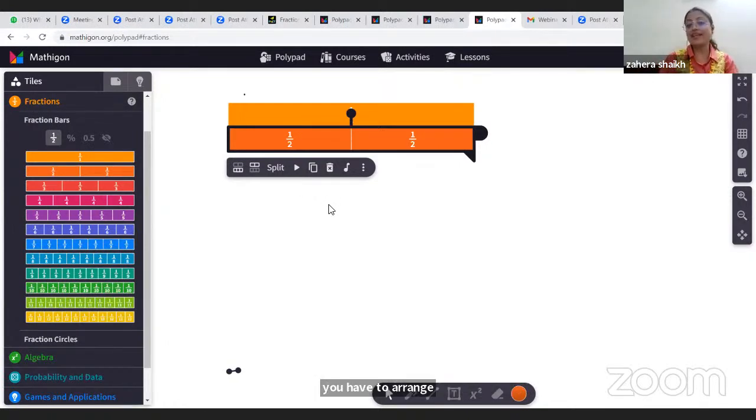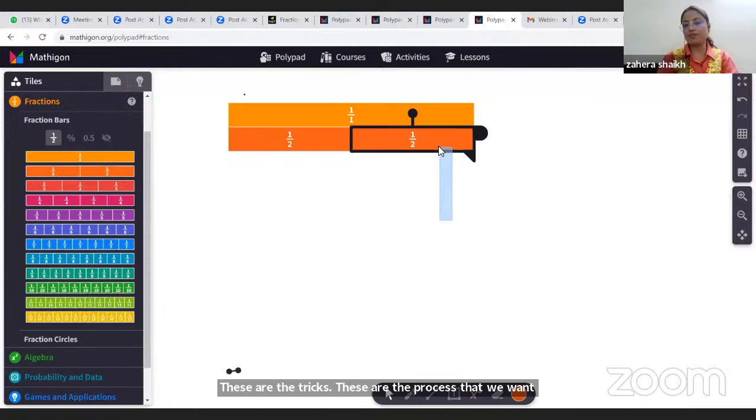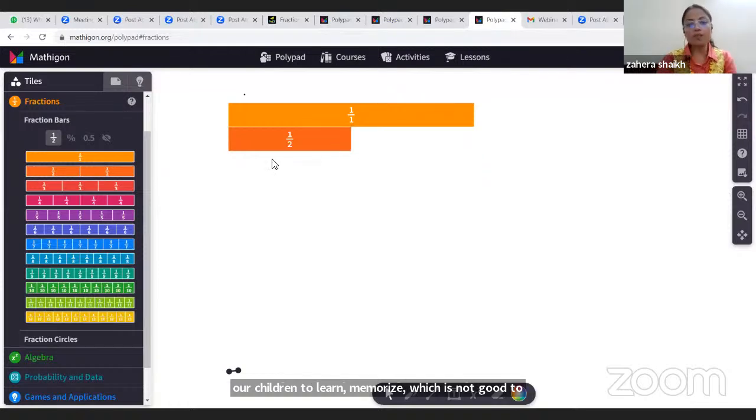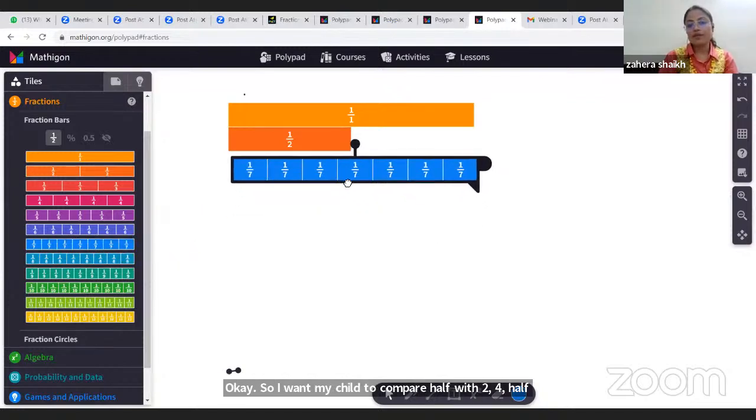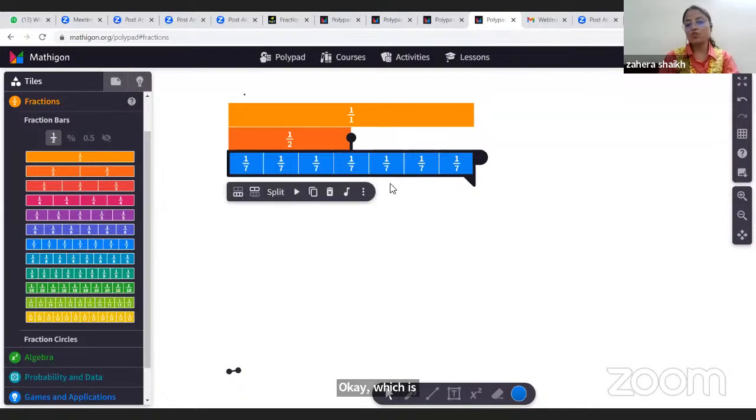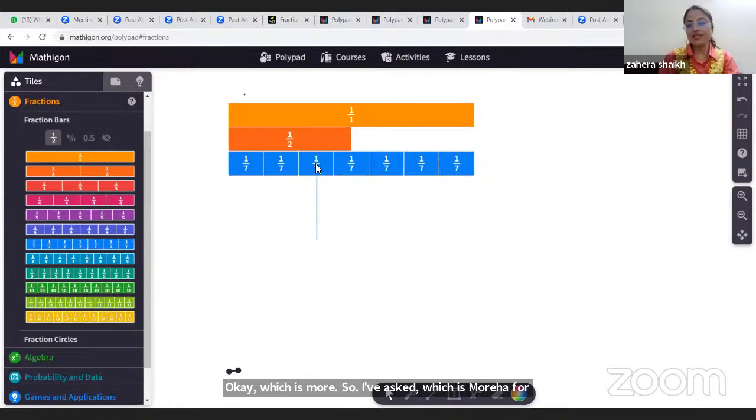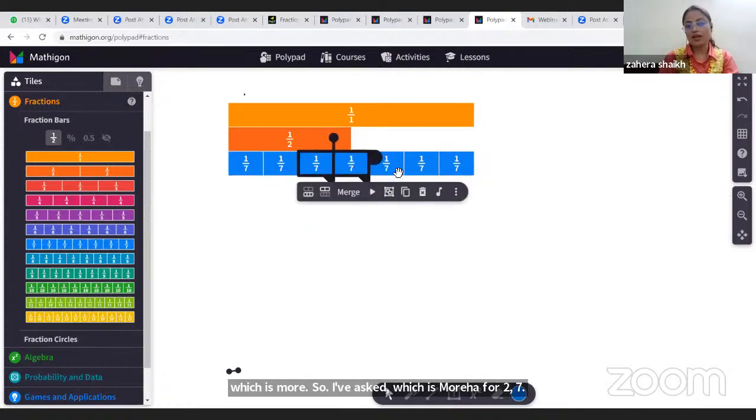These are the tricks, these are the processes that we want our children to learn and memorize, which is not good for building flexibility. Okay, so I want my child to compare half with 2/7. Which is more? So I ask which is more, half or 2/7. So let me check. Just place these tiles under each other and let me check.